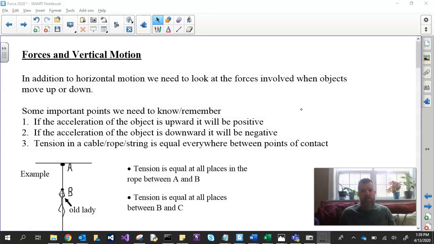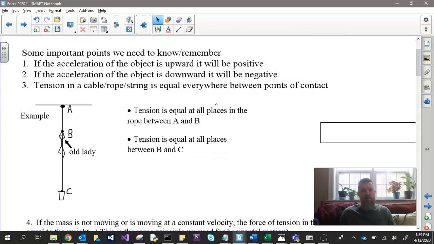Hi folks, I just wanted to go over some notes for the next section of forces. Today we're moving from horizontal motion we did previously to vertical motions. There's a few important points you need to know when we're talking about this stuff, and they're outlined in your notes, so I just want to go through them quickly.